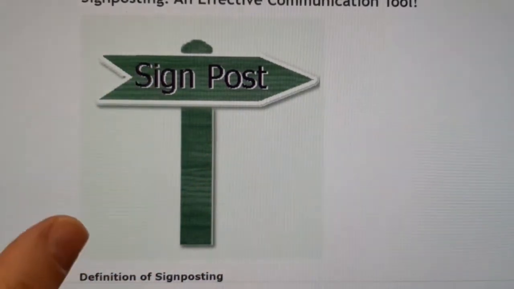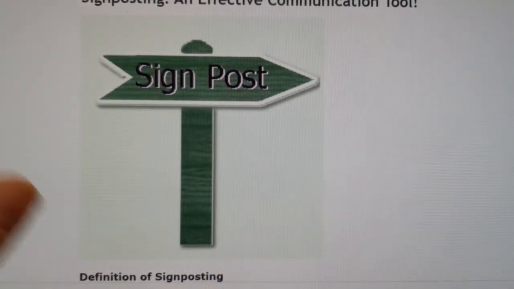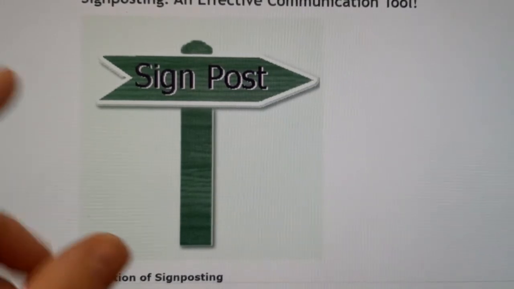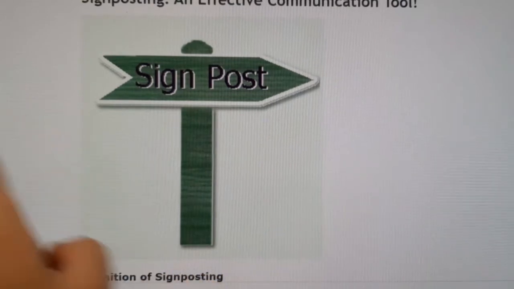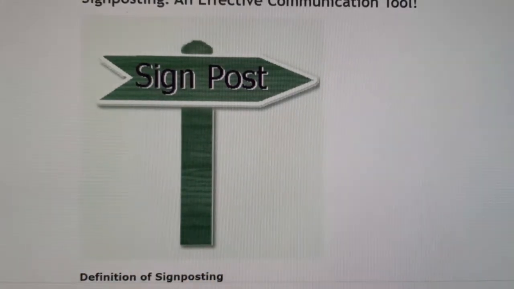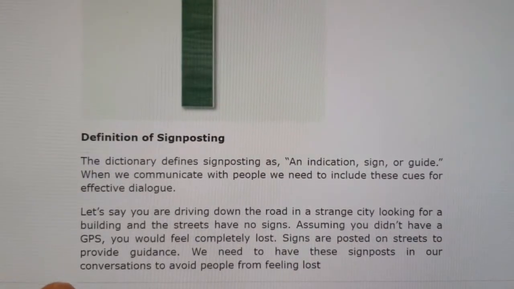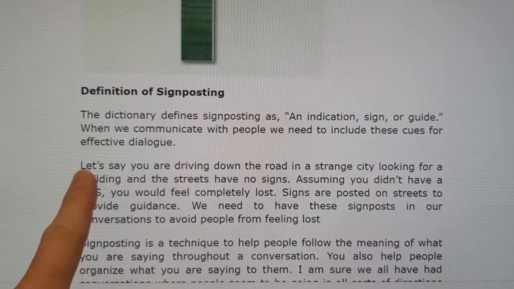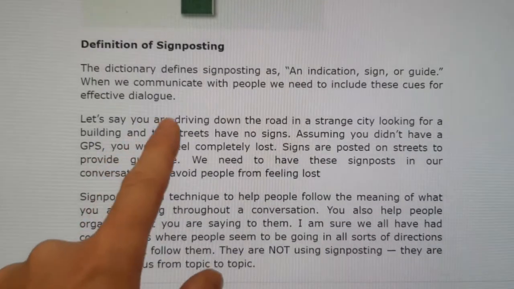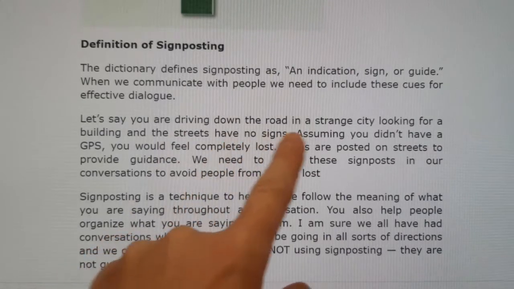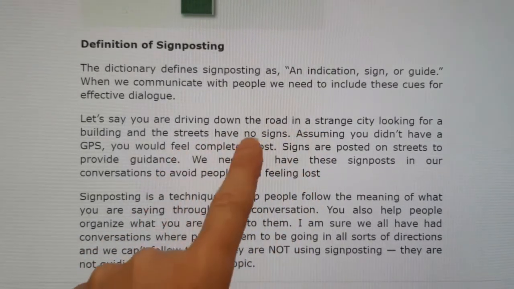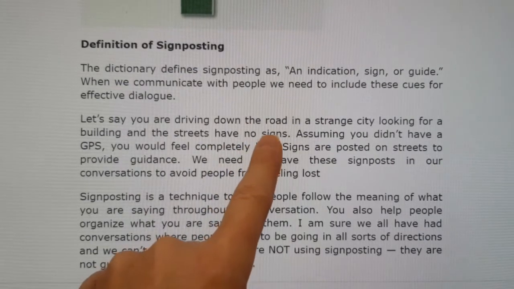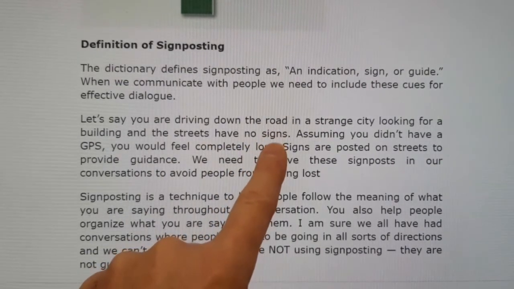I guess you call it cédula in tableau en français. So something that will say stop or turn to the right or go left or anything, especially when you're driving. If you look at the example here, it says, let's say you are driving down the road in a strange city, looking for a building, and the streets have no signs. Oh, I hate it when that happens.